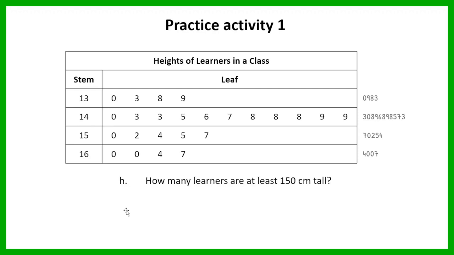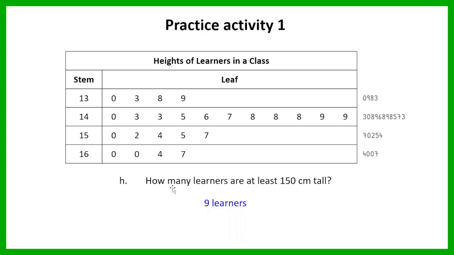Question H, how many learners are at least 150 centimeters tall? So remember, 150 centimeters, that's going to be the beginning of the 150 to 159 interval. So that's over here, 150. So it's these ones and those, because they can be more than 150. So it's going to be 1, 2, 3, 4, 5, 6, 7, 8, 9. So that's 9 learners that are at least 150 centimeters tall.